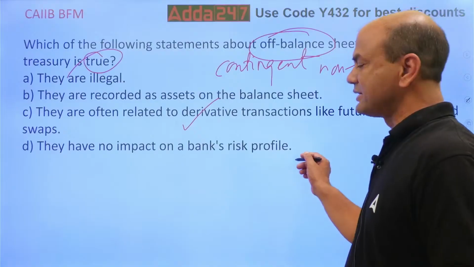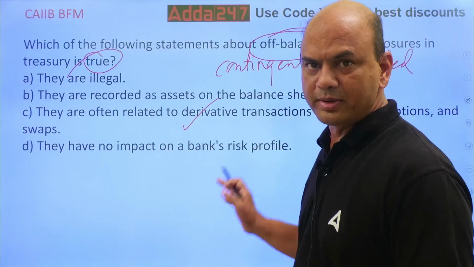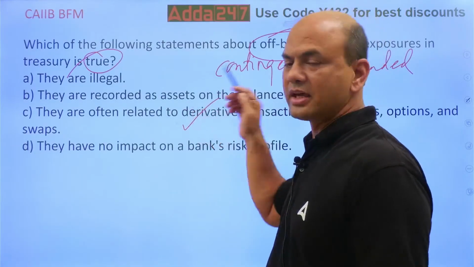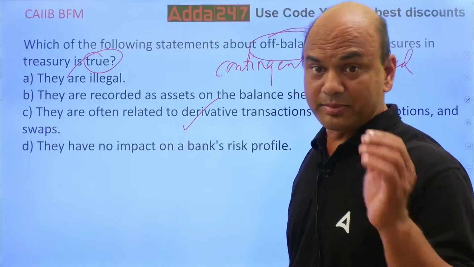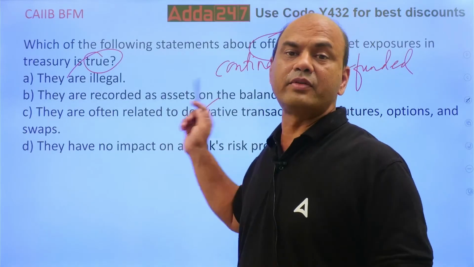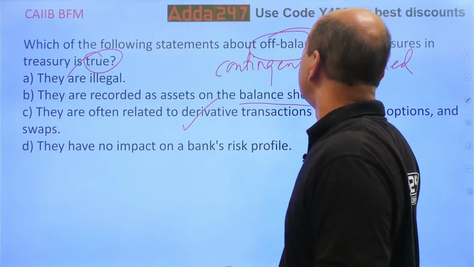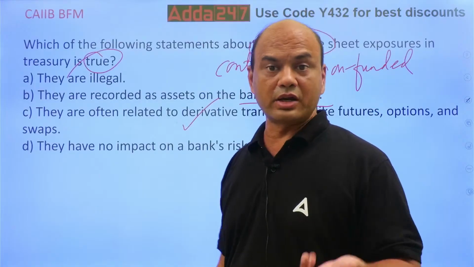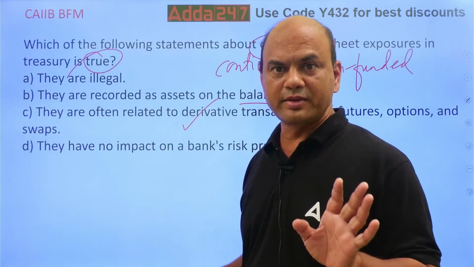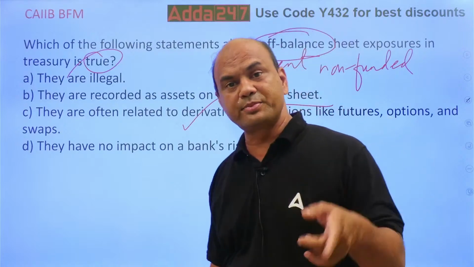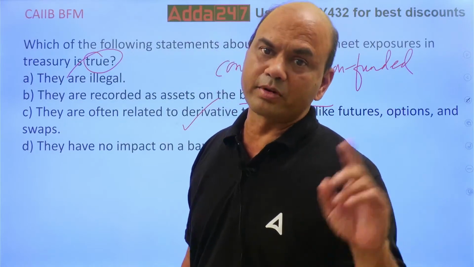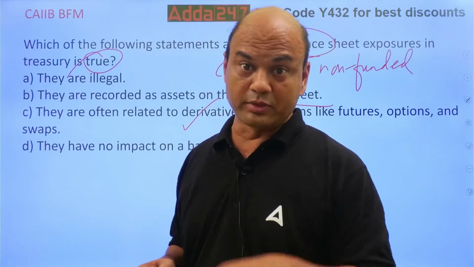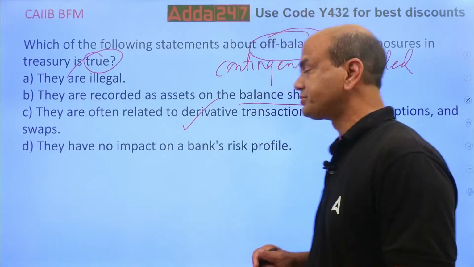They have no impact on the bank's risk profile. Impossible. They have an impact. Recorded as assets? They are not recorded anywhere. That is the main thing which I told you. They will never be recorded in the balance sheet. Where will they reflect then? If they are not recorded in the balance sheet, somewhere they will have to reflect. See, their incomes and expenses will be reflected in the P&L, profit and loss. And in the balance sheet, they will reflect as notes to the balance sheet, below the balance sheet.